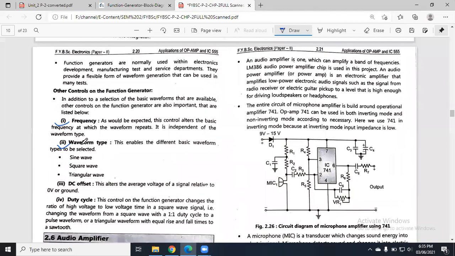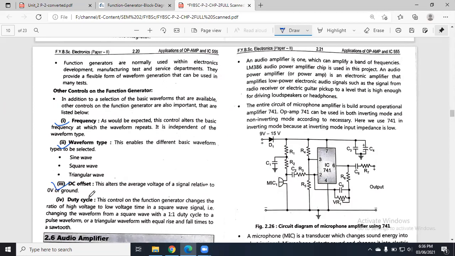Next up, output waveform. This enables a different basic waveform. The types are sine, square and triangular. The next thing we have is DC offset. What is DC offset? This DC offset alters the average voltage of a signal relative to the 0 volt or ground. So we have to select the input as 0. When the input is equal to 0, at that period of time, your output should also be equal to 0. Correct. And that will be set by the DC offset.